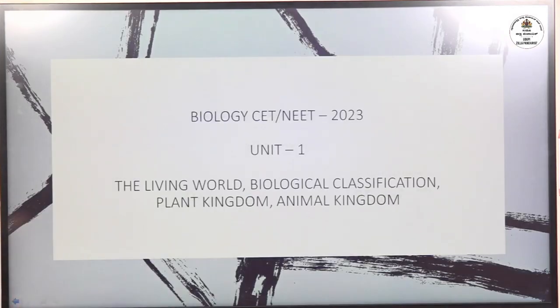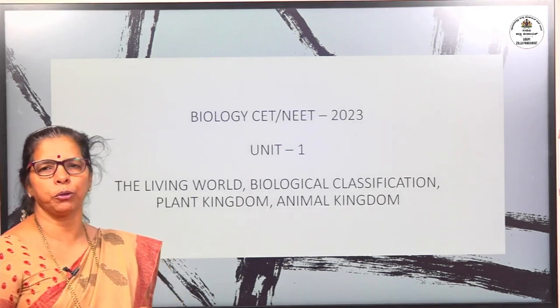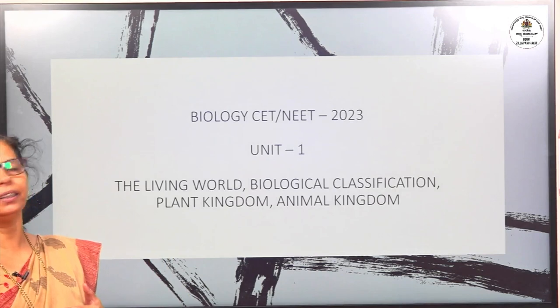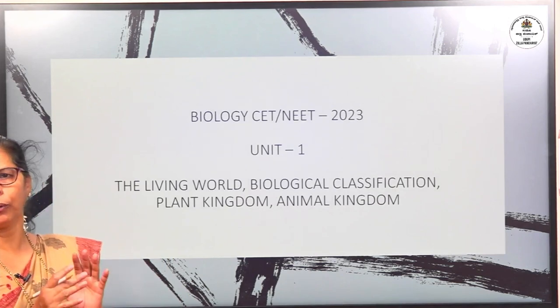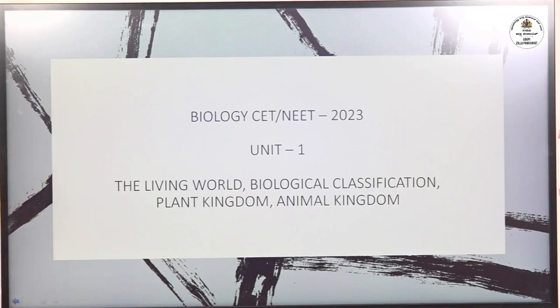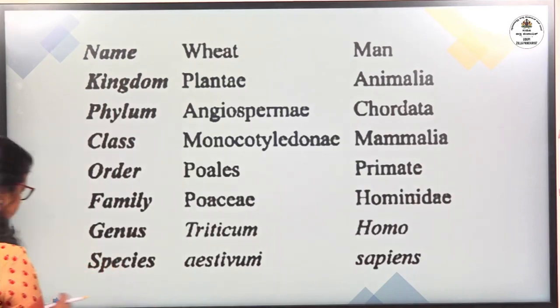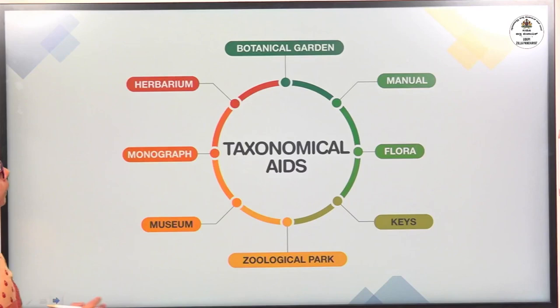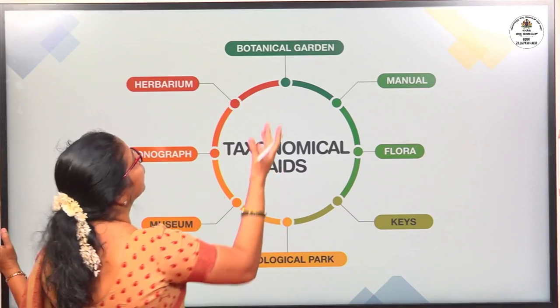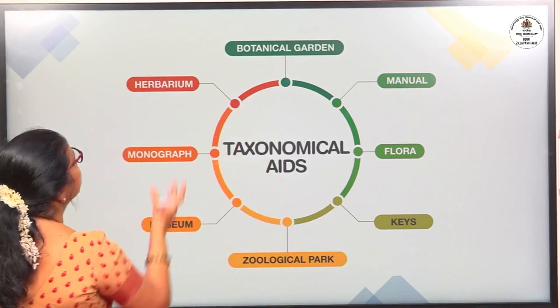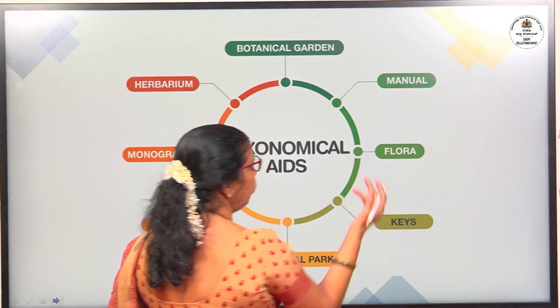As I said, there is a vast, enormous number of organisms on this planet Earth, and in order to study them we have to classify them into different groups. For that purpose we need some assistance, and these aids are nothing but taxonomical aids. These taxonomical aids include botanical gardens, museums, herbarium, monographs, manuals, flora, keys, etc.